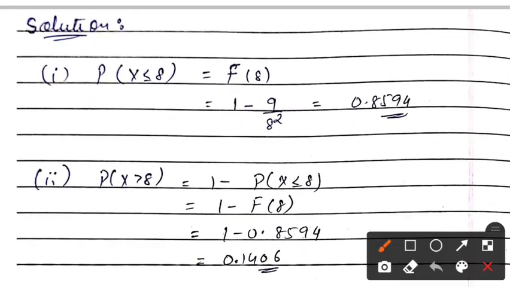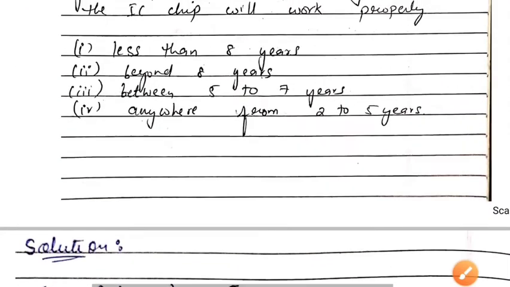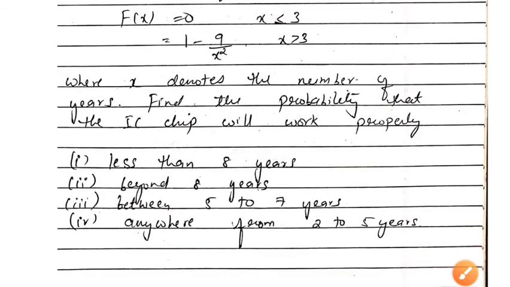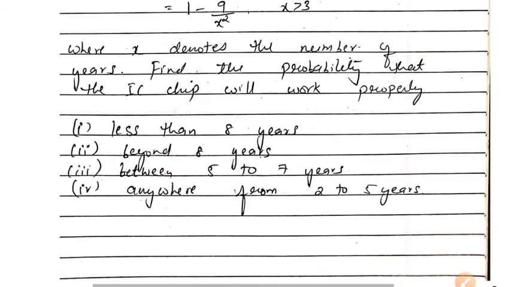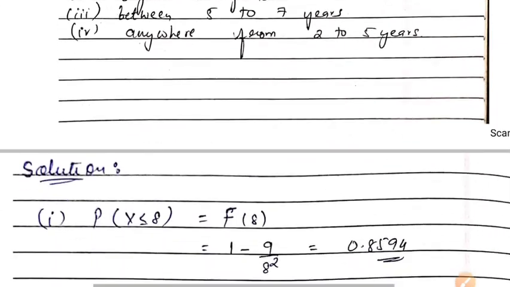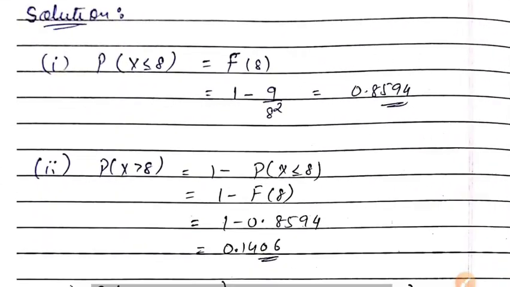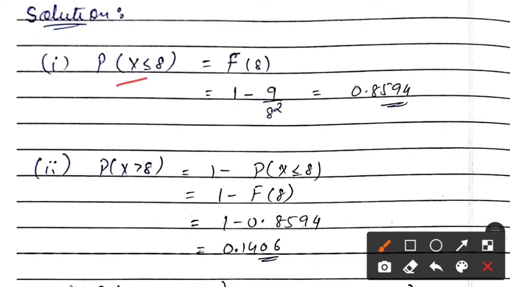Now your function is given to you for x less than or equal to 3 and for x greater than 3. First is x less than or equal to 8. That means for F of 8, this is obviously greater than 3, right? So your function will be 1 minus 9 by x square, and your x is 8. So 1 minus 9 by 8 square, this is equal to 0.8594.